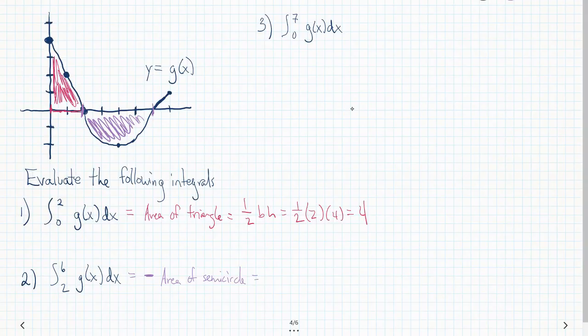Okay, so from 2 to 6, well, what happens? Well, we get negative, and then it goes 1/2 pi r squared. What's our radius? Well, our radius of our semicircle, notice that would be our radius right there, and that distance is 2. So this thing equals negative 1/2 pi times 2 squared, which is 4. 4 divided by 2 gives us 2, so you get negative 2 pi.